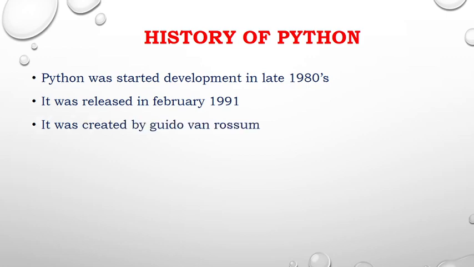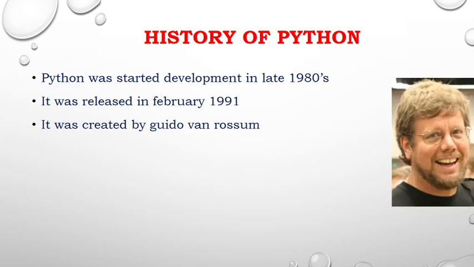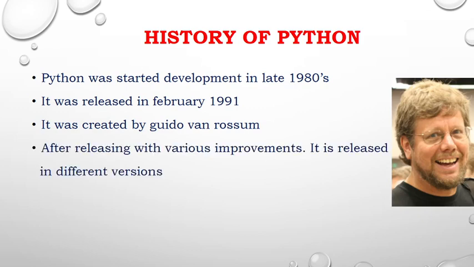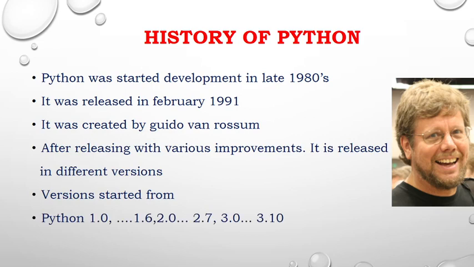But who developed this? Van Rossum is the author who developed Python programming. After releasing in that particular year, changes have been going on and improvements have been made, and it has been released in different versions. Python was first released as 1.0, going up to 1.6, and then 2.0, going on to 2.7, like that. Up to now, version 3.10 is going on in the market. So these are some points on the history of Python.